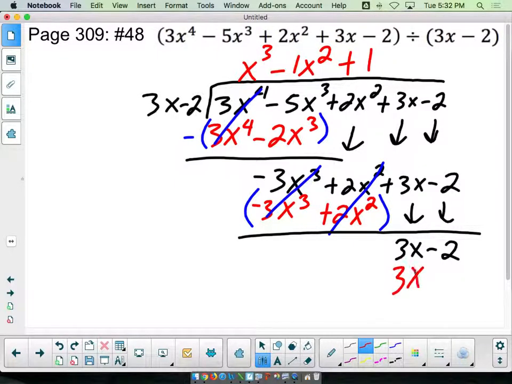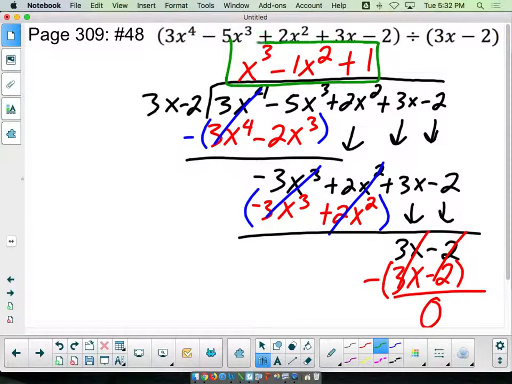And then when I distribute that, it's 3x minus 2. I subtract 0, 0. My remainder is 0. So this is my answer of x to the third minus 1x squared plus 1.